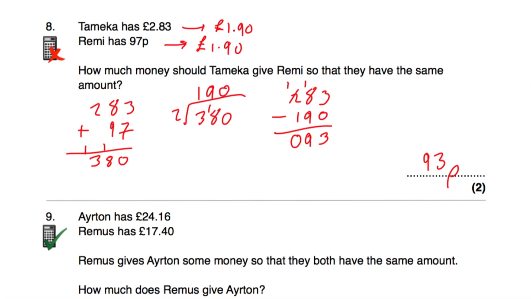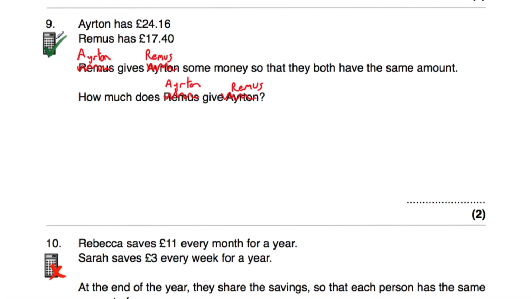Okay, let's have a look at question number 9. So question number 9 says Ayrton's got £24.16 and Remus has got £17.40. And Ayrton gives Remus some money, so they both have the same amount. How much money does Ayrton give Remus? So in this question, there's a couple of approaches we could use.